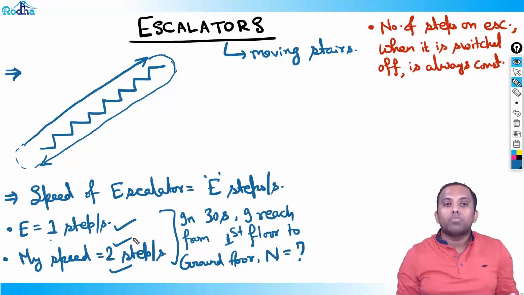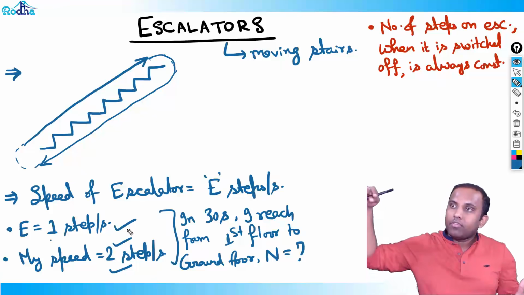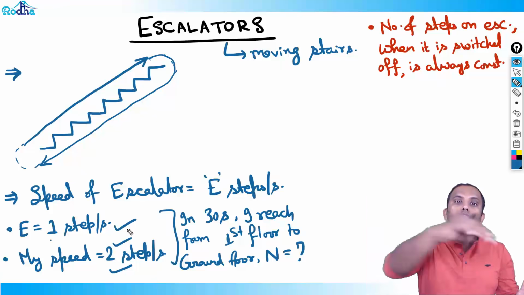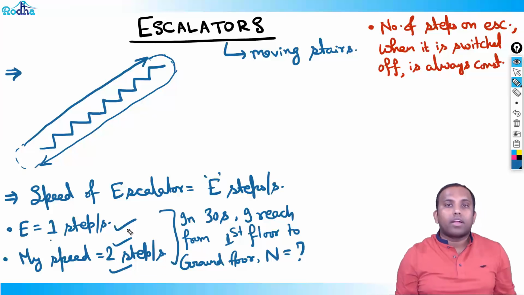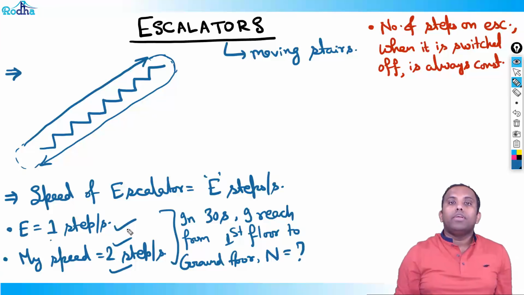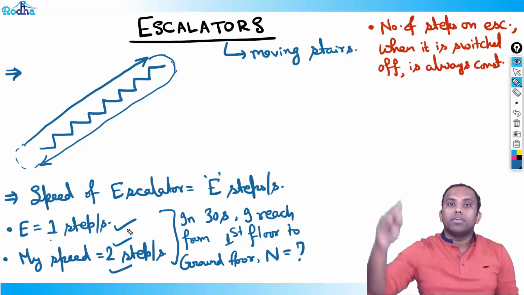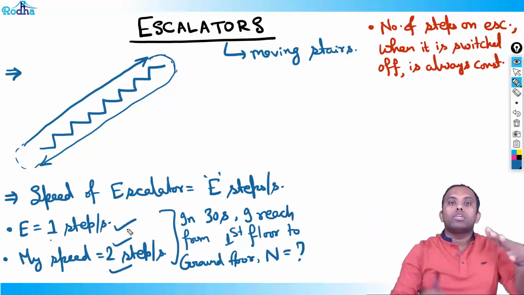But my speed is 2 steps per second. That means the escalator is going down and I am also jumping on the escalator to reach the ground floor faster. We have all done this in movies, right? When you're getting late for a movie in a shopping mall and the lift is completely full, what do we do? We go by escalator and we just jump. The escalator is going up and we just jump 2-3 steps at a time.